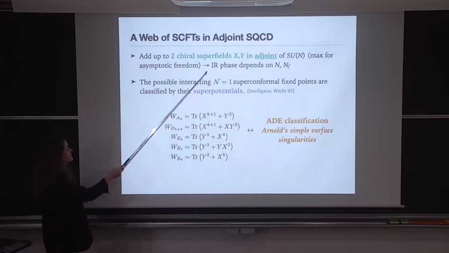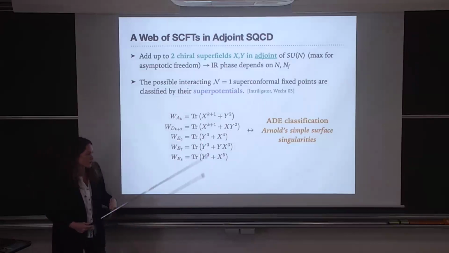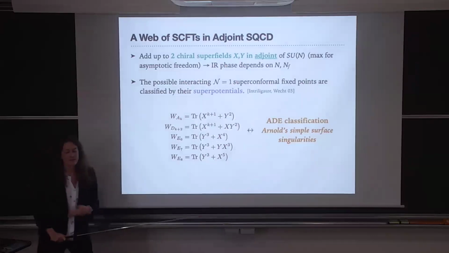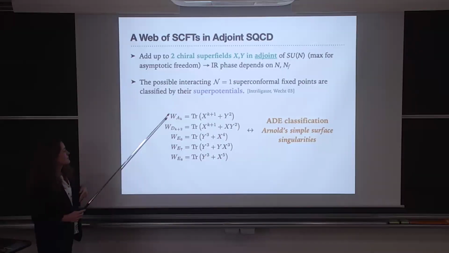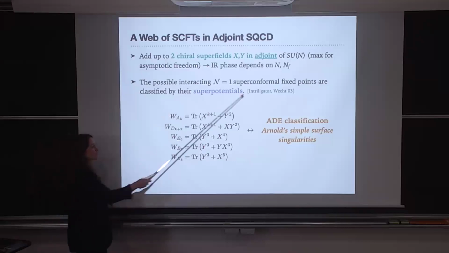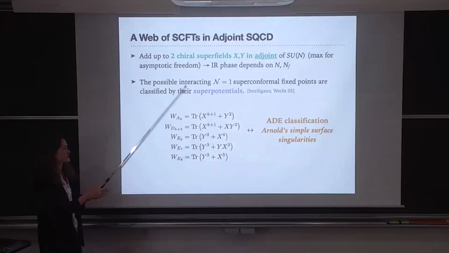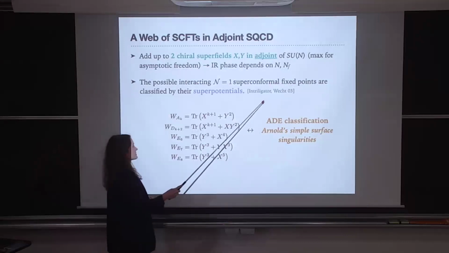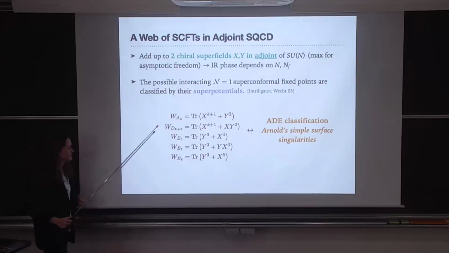The statement is that when I add one or two of these chiral superfields, the IR phase of the theory, much like in the case of normal N=1 SQCD, will depend on parameters like the number of colors and flavors. And the possible interacting N=1 superconformal fixed points that I can get within this class of theories, N=1 SQCD plus up to two adjoints, are classified by their superpotentials. This is work that was done by Ken Intriligator and Brian Wecht back in the early 2000s.